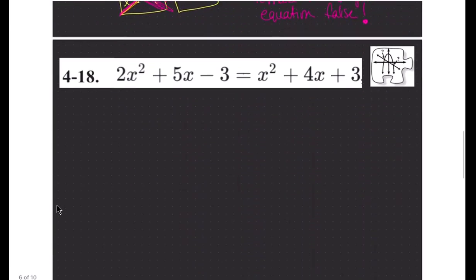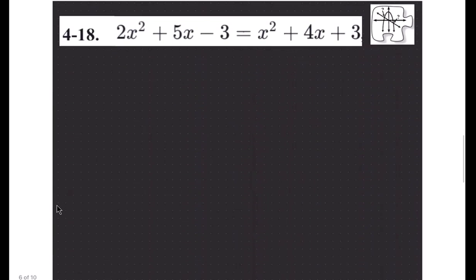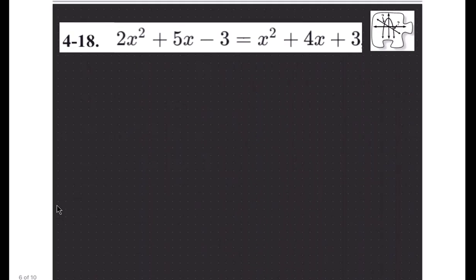Let's try another one. All right. And this is part of it. They want you to look at these algebraically, look at them graphically, and make those connections. So this problem looks really crazy up here, doesn't it?